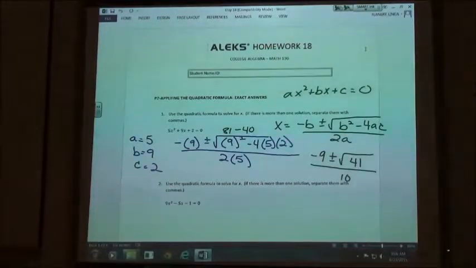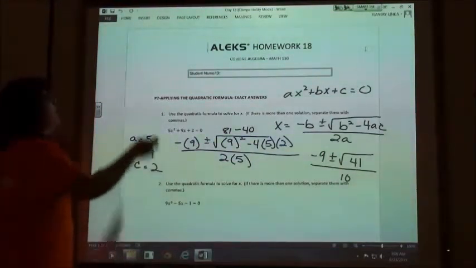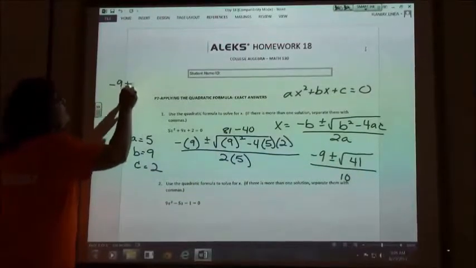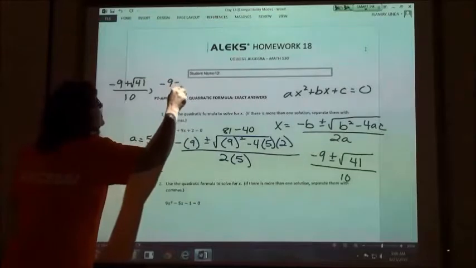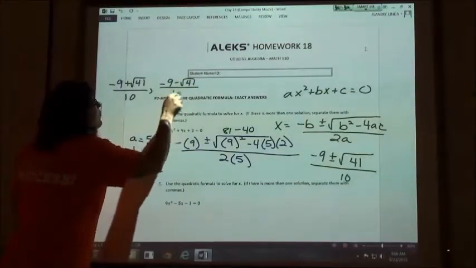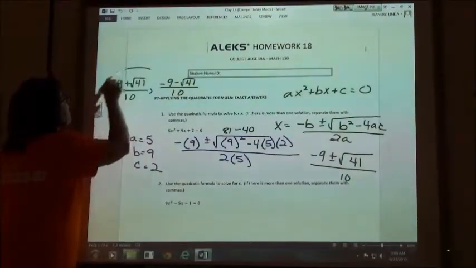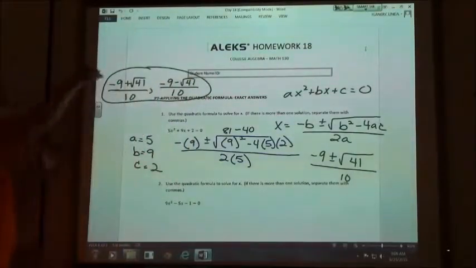Now unfortunately on the ALEKS program they don't give you the option of plus or minus. They want to point out that it's really 2 separate answers. So they make you put it in twice. You're going to have to put in negative 9 plus the square root of 41 over 10. And negative 9 minus the square root of 41 over 10. Be careful when you put it in that the negative goes on top the fraction with the 9. It's not out in front of the fraction. And that the fraction is over the whole entire thing, not just underneath the square root.